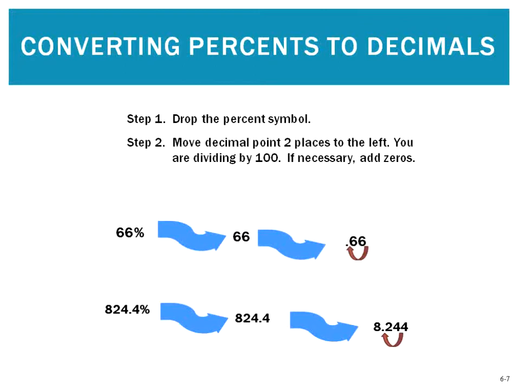So how do you convert a percent to a decimal? Well, you just do the exact opposite. Number 1, drop the percent symbol, and then move the decimal point 2 places to the left. And then, of course, if you need to, add 0, because now you're dividing by 100. So if you need to, add some zeros.